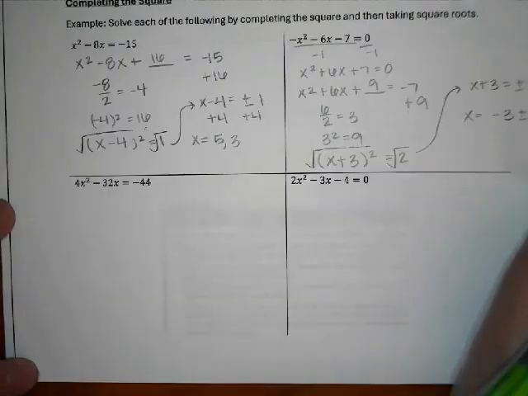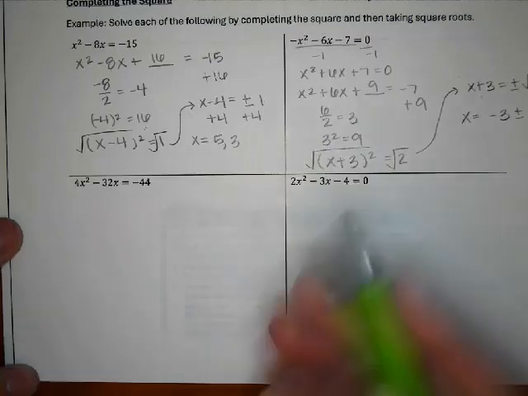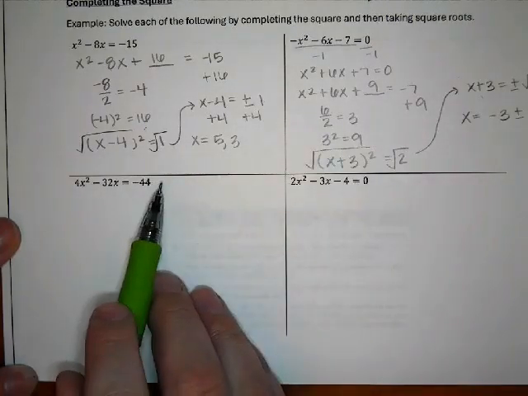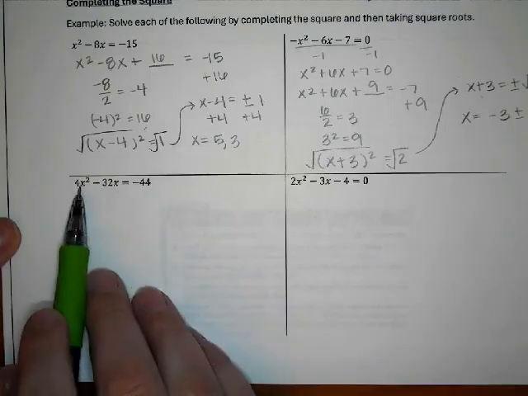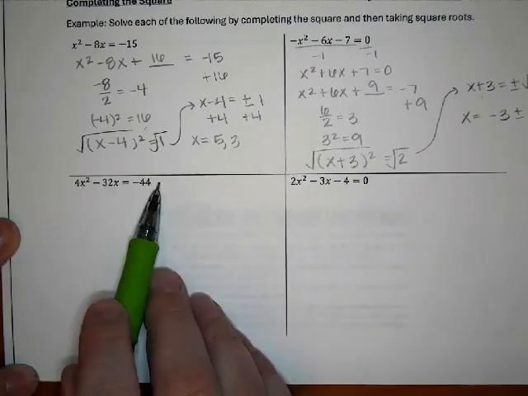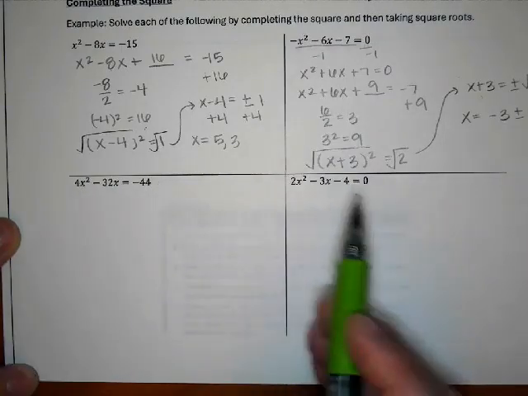All right, let's look at the next one. Now this one, the easiest way to do this problem would be to say, okay, there's a 4 in front of the x squared, so I can just divide each of these terms by 4. And since this is an equation, you can do that.